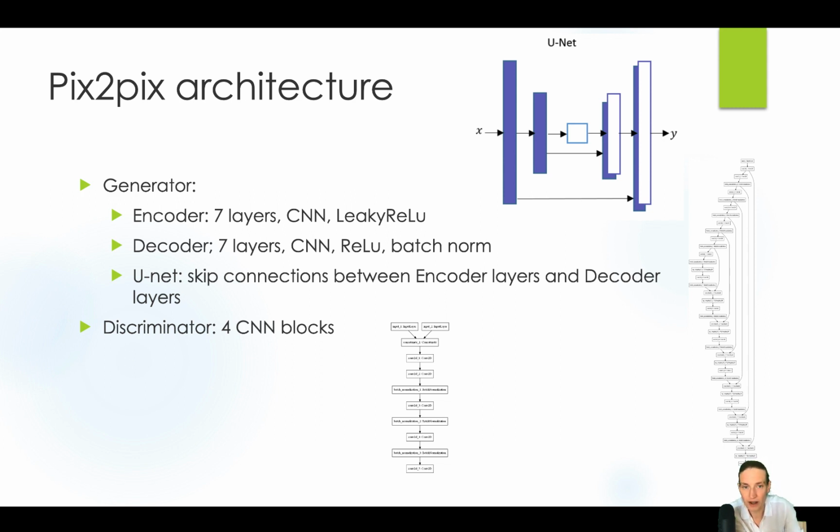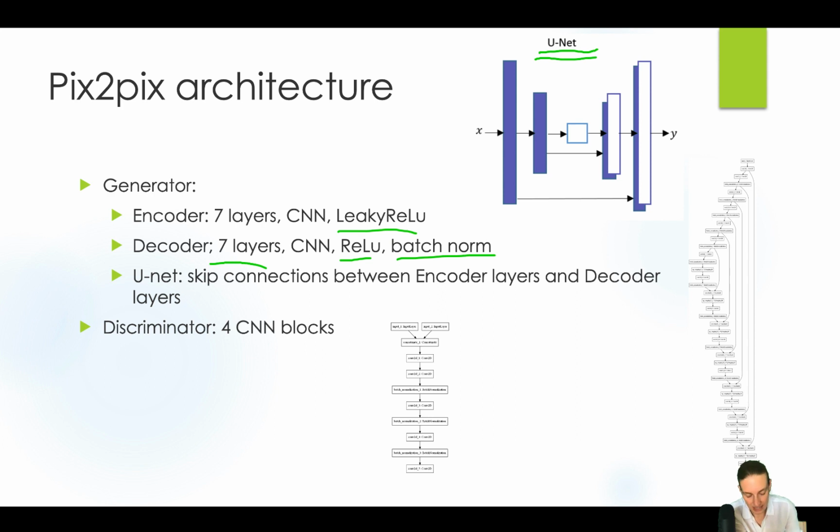The Pix2Pix architecture is basically a UNet. A UNet is a convolutional neural network that has the shape of an encoder or decoder, as we see here on the photo. We have 7 layers of encoder with Leaky ReLU. We know what that is. We have 7 layers of decoder with ReLU and batch norm. We're all familiar with these terms by now.